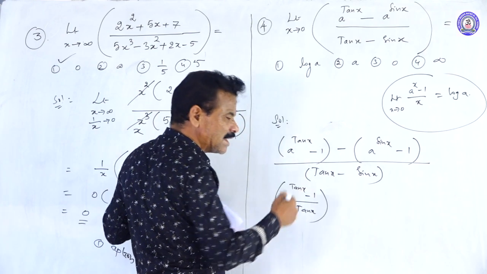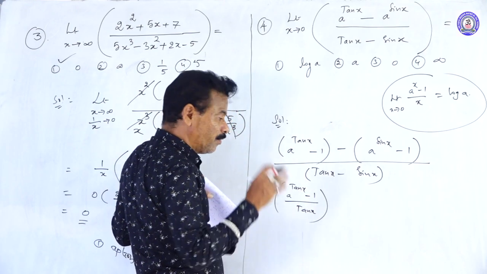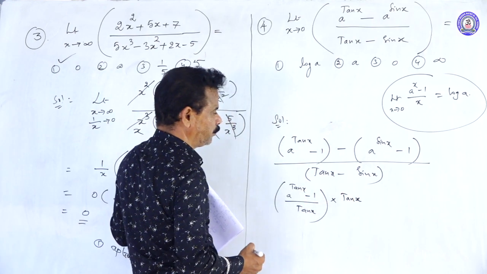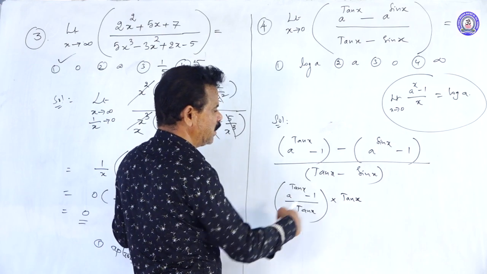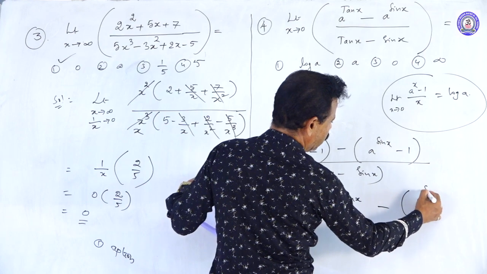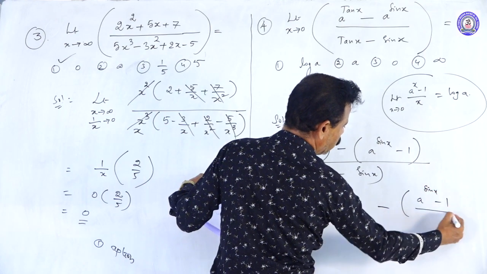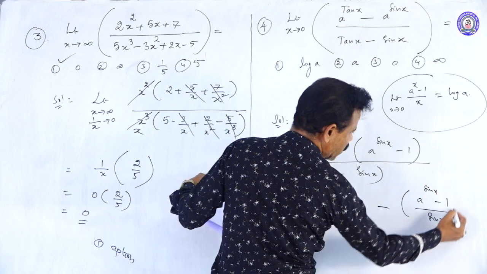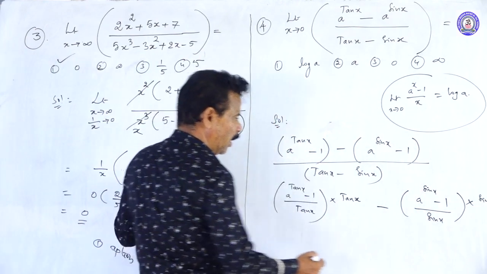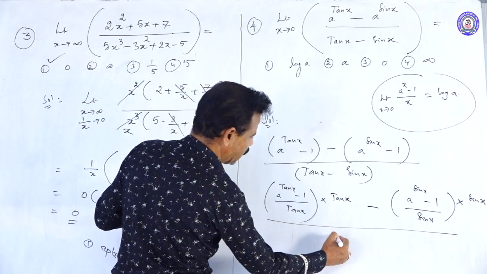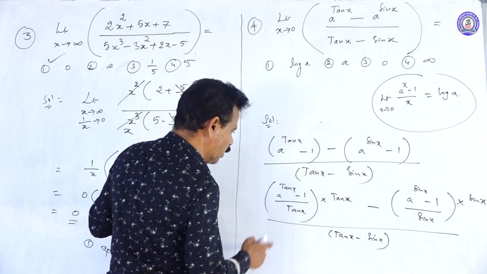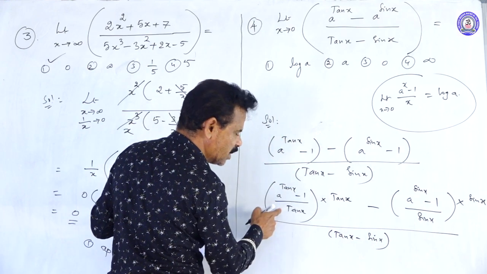So this tan x is the extra value. For that purpose we multiply again by tan x. This by this is cancelled, the denominator same as it is. Here also minus a power sin x minus 1 by sin x. This term is extra, that's why again we multiply by sin x. Denominator as it is, tan x minus sin x.